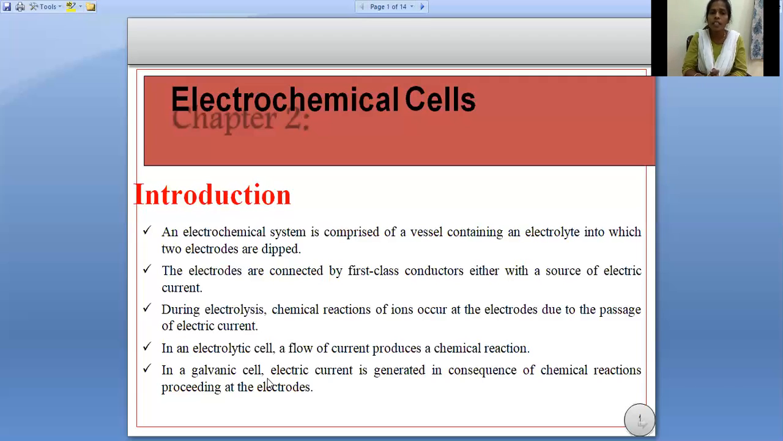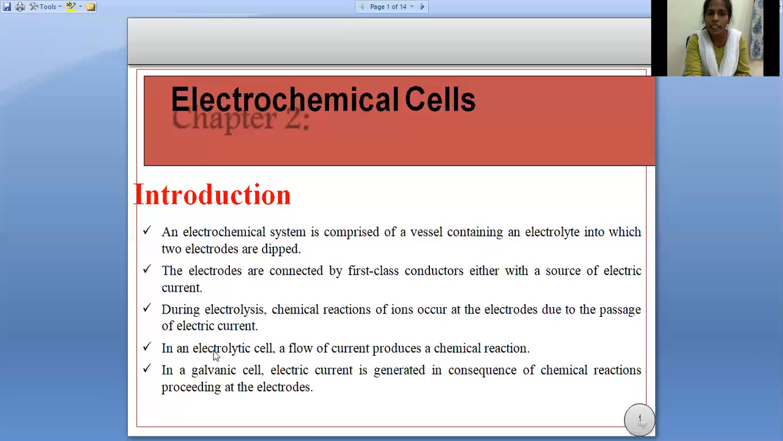So in the first case, electrical energy converts to chemical energy. That means by consuming electricity, chemical reactions take place. Whereas in the second case, chemical energy converts to electrical energy. That means due to the chemical reactions, electricity is produced. So based on those conversions, electrochemical cells are classified into two types. Those are the electrolytic cell and the galvanic cell.